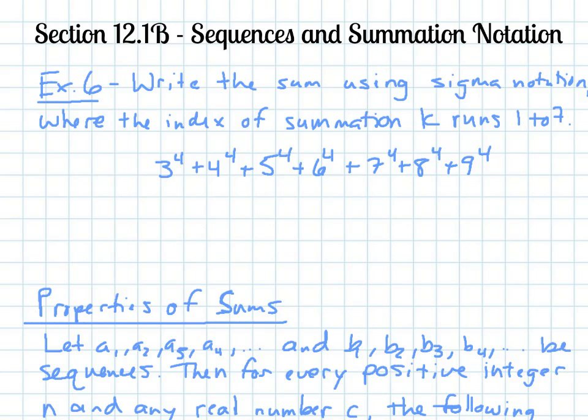So example 6 here wants us to write the sum using sigma notation where the index of the summation k runs 1 to 7. Okay, so that just means your starting point will be 1, and then your 7 will be the end. So it's like your end value up there. So the first thing we would write in our summation is 7, and then k equals 1.